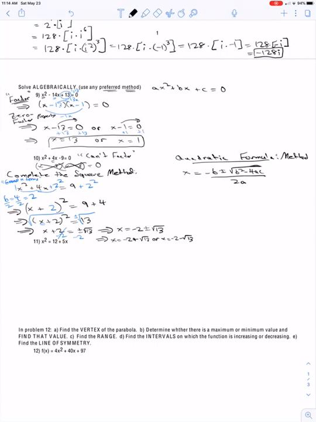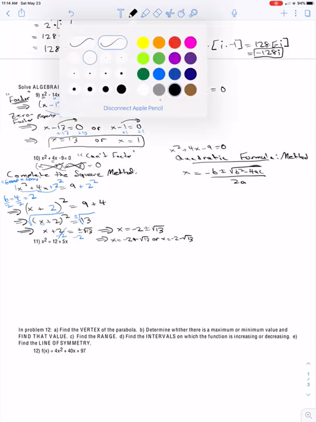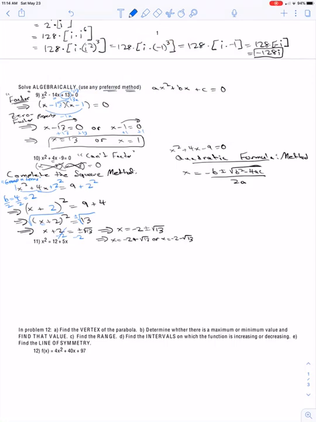So what is a, b, and c? So in this example, we had x squared plus 4x minus 9 equals 0. So we can talk about a, b, and c. So a is 1. There's a, there's b, and there's c. So there are our values of a, b, and c.